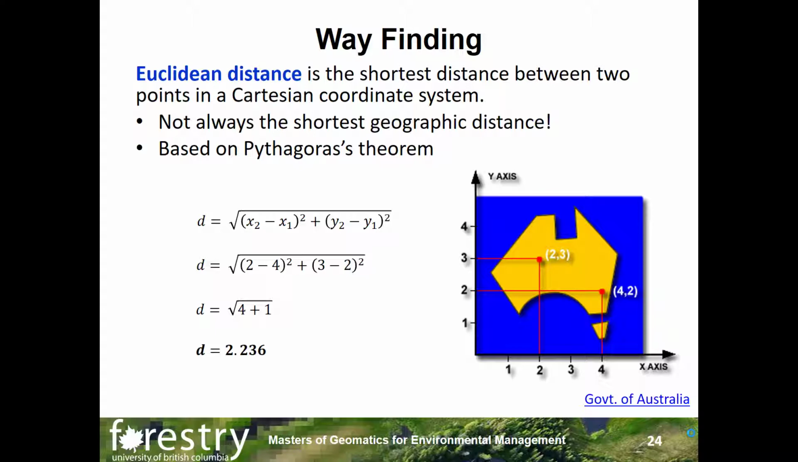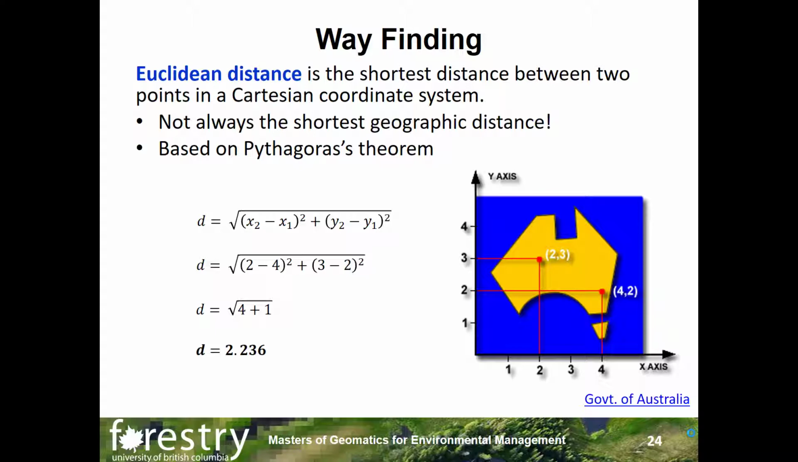We calculate Euclidean distance by taking the squared differences between the two coordinate pairs. So we difference the two x values and square that difference to make it a positive value, and then we take a difference between the y values and we square that difference to make it positive, and then we add those values together and we take the square root of that sum. So in this example, we have an x value of 2 minus an x value of 4, and we square that, and a y value of 3 minus a y value of 2, and we square that. Add those two values together and take the square root, and that gives us 2.236.